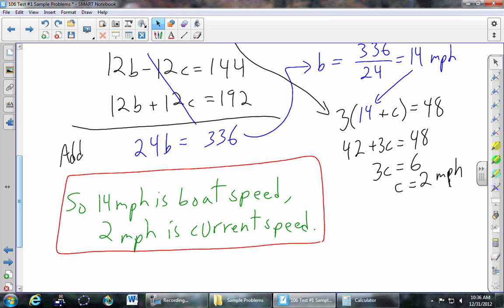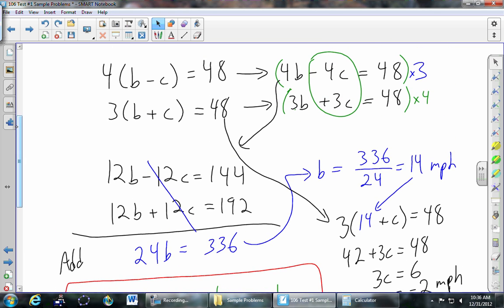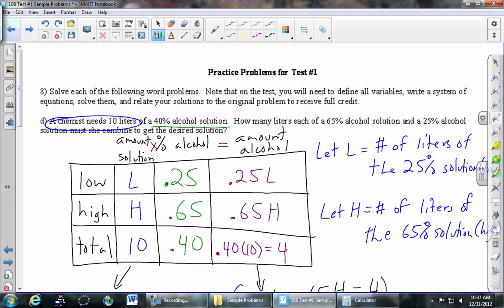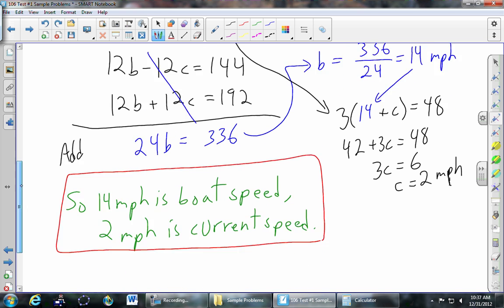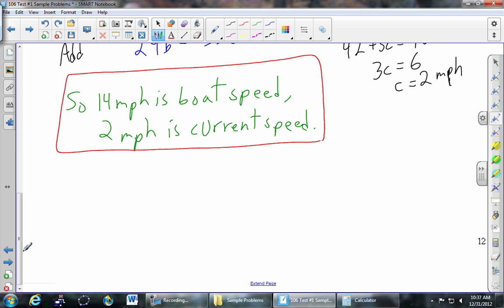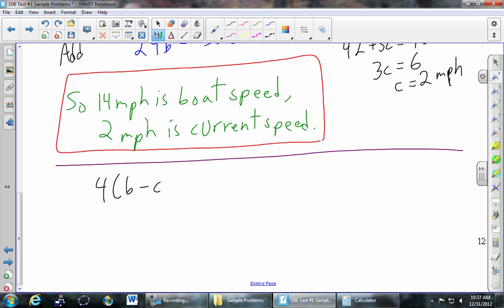But if you haven't taken the time to do that shortcut, then this is a good time to do it, because it really is worthwhile if you see it. So I'm going to go back to the 2 original equations here. I'm going to copy them down at the bottom, and we're going to see how much nicer this becomes by doing that shortcut. So we had 4, b minus c equals 48. And then over here, 3b plus c also equaled 48.